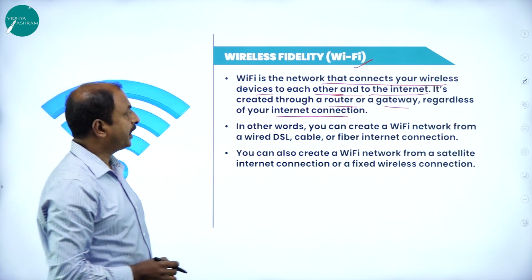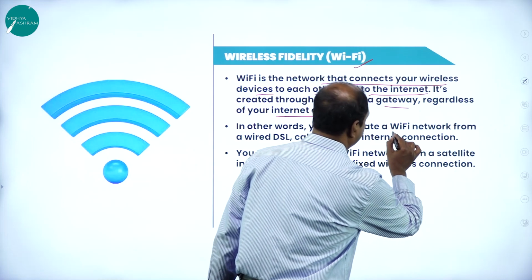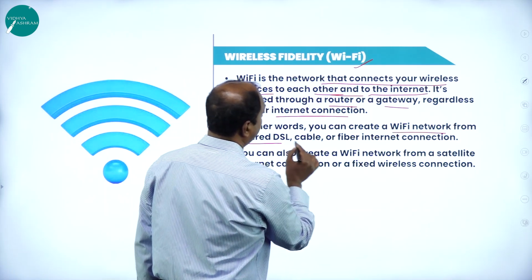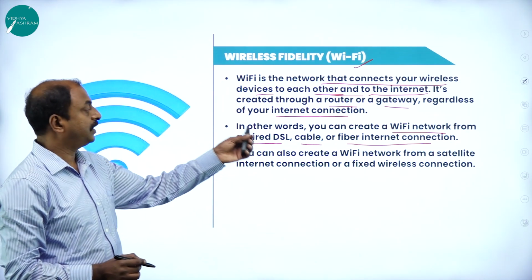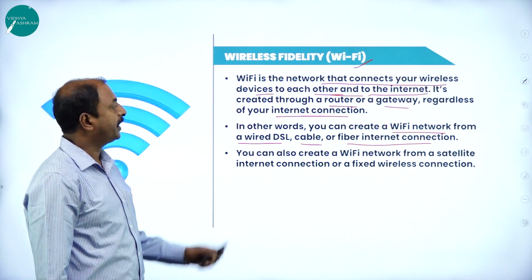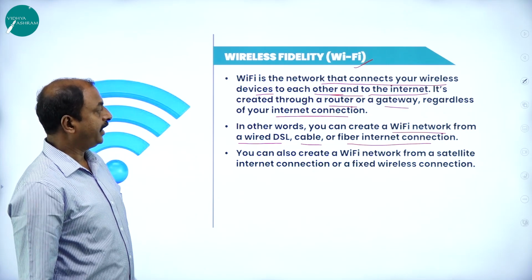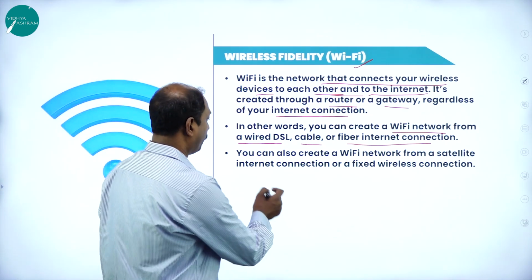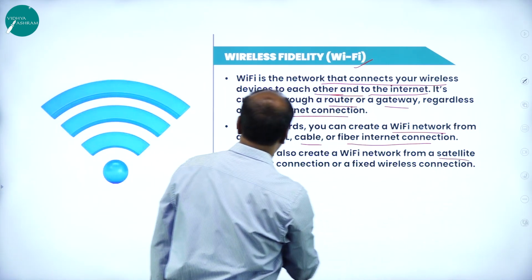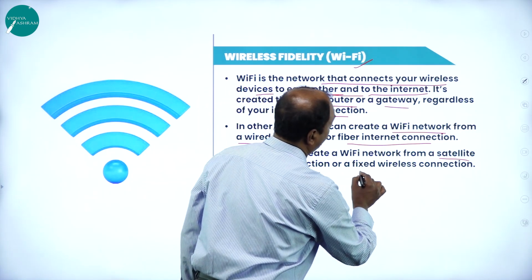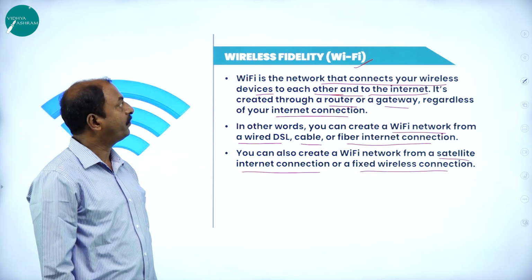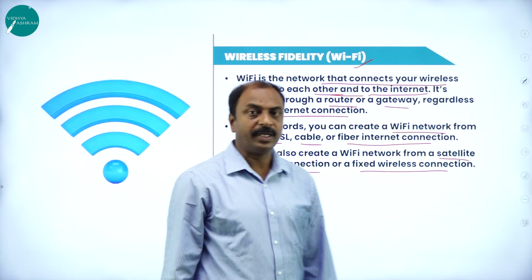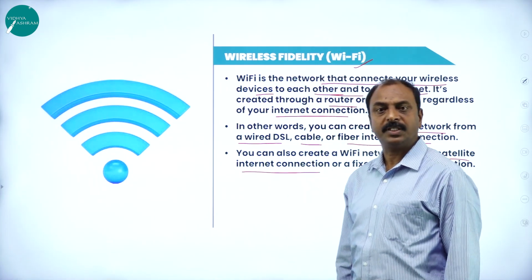In other words, you can create a Wi-Fi network from a wireless DSL, cable or fiber internet connection. It is also possible from a satellite internet connection or fixed wireless connection. These are different examples for Wi-Fi or wireless fidelity. It is a wireless communication medium.